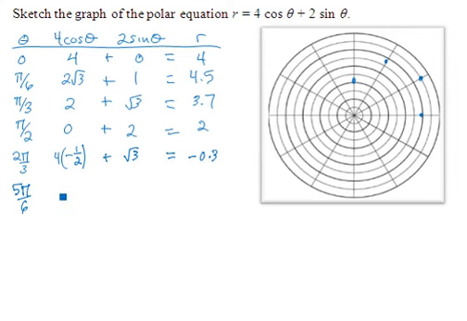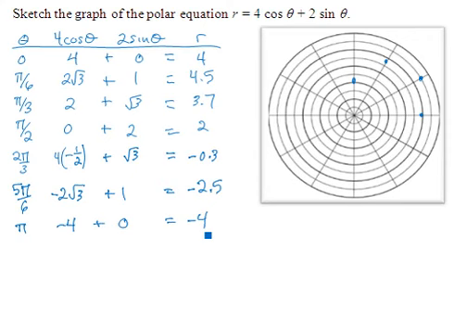If I go to 5 pi over 6, the next angle marked on my polar grid paper, I have 4 times negative root 3 over 2, and so I'm going to have negative 2 root 3 here. Sine of 5 pi over 6 is 1/2, and 2 of those makes just 1, which gives me a decimal value of approximately negative 2.5. Let's do one more. We go to pi. Cosine of pi is negative 1, so we have negative 4. Sine of pi is 0, so doubling that gives me 0, and adding gives me negative 4.